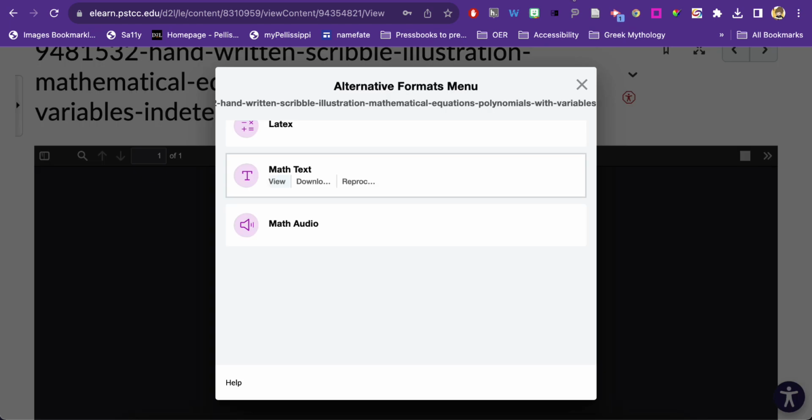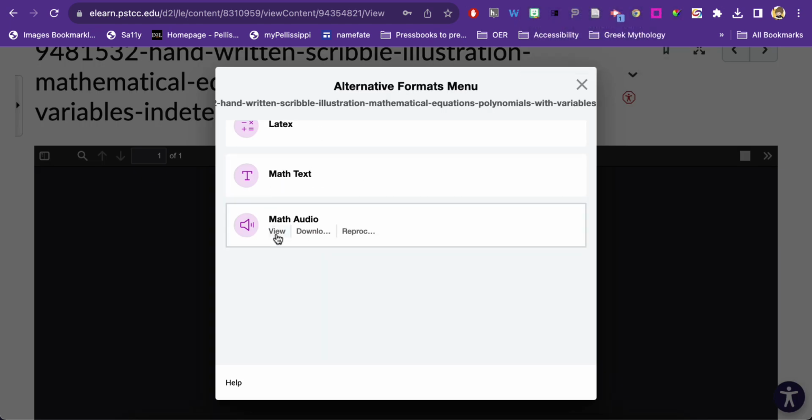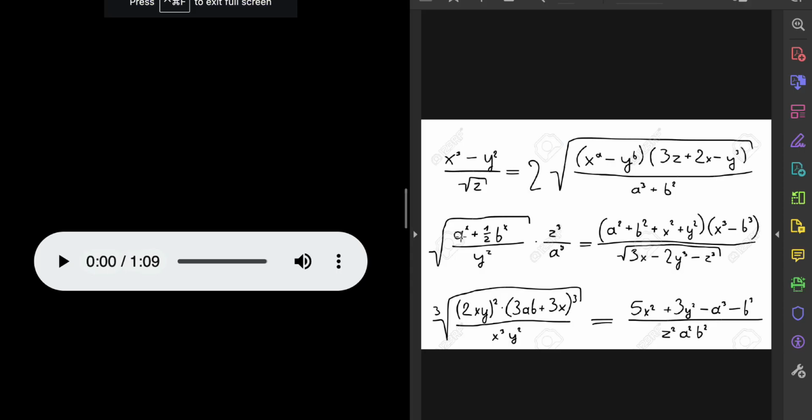Now, let's go back to the math audio, and I will also put it side by side with the image so that you can see how it's being read aloud. All right, here we go.